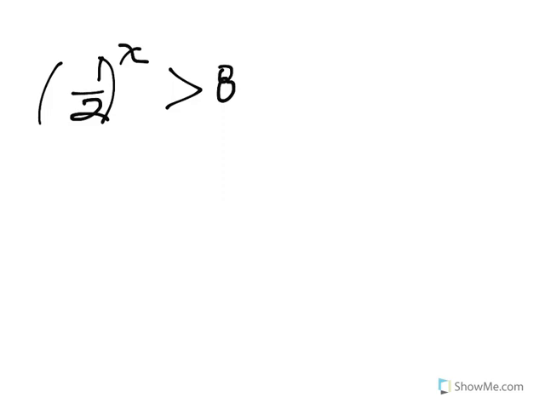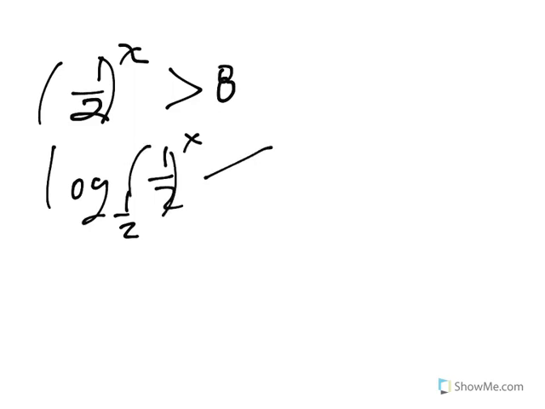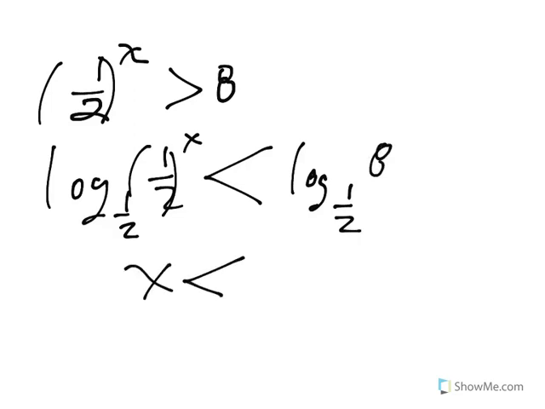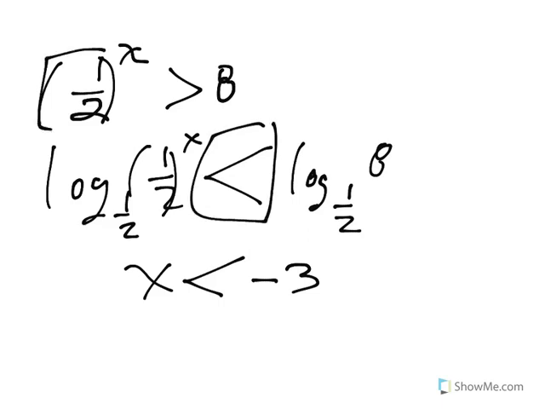So when I come back over here, if I say log base 1/2 of (1/2)^x, log base 1/2 of 8, I would have to switch the direction of the sign, and I would get x is less than negative 3, not x is greater than negative 3. So that's a thing to watch out for when you're solving log and exponential inequalities. You have to change the direction of the sign when the base is between 0 and 1.